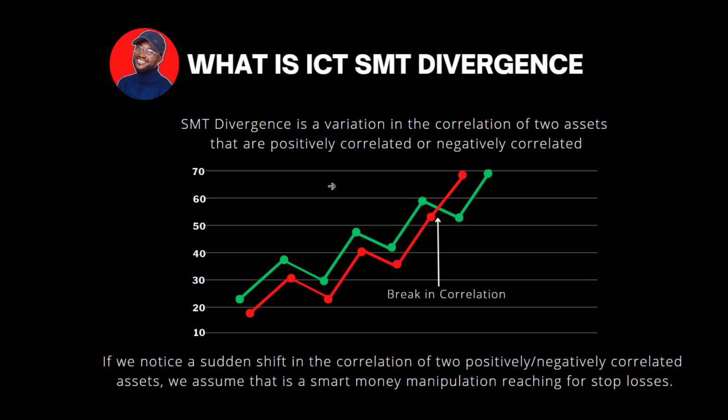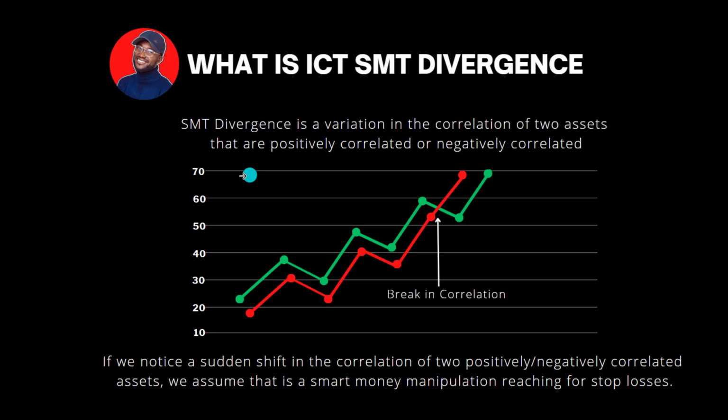For you to use this SMT divergence, you need at least two assets that are either positively correlated or negatively correlated. One of the assets you will use as your benchmark for determining the movement of the price, and the other asset you will use as your underlying asset. Once I go to my chart, I'm going to show you that and how to use it.